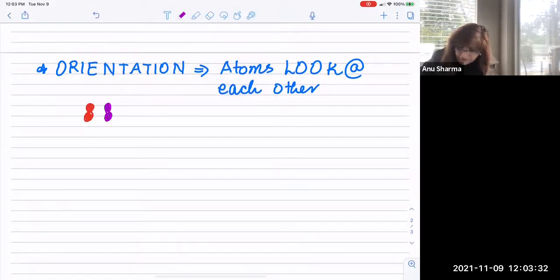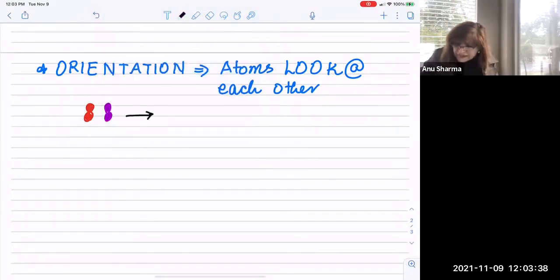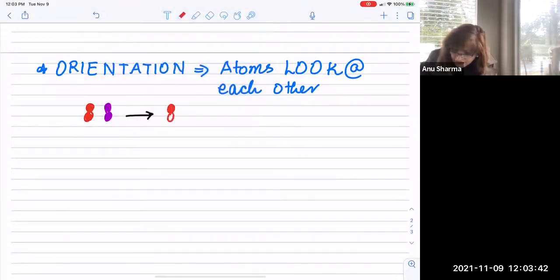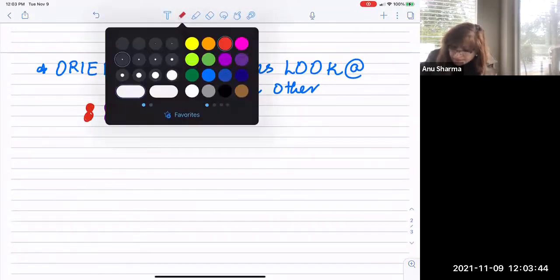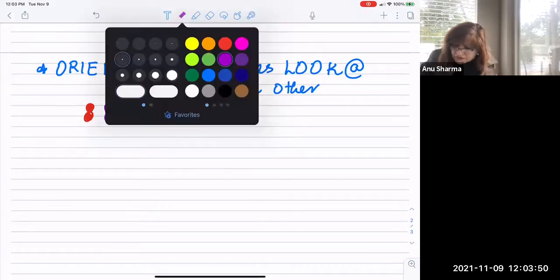So these two, okay. If they come too close, if they are just very, very close initially, then there's going to be repulsion. Too close is repulsion.